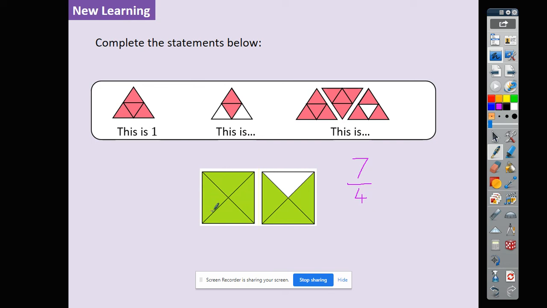But I also know that this is equivalent to 1 whole. And over here, how many quarters have I got? 1, 2, 3. So 7 quarters is the same as writing 1 whole and 3 quarters.